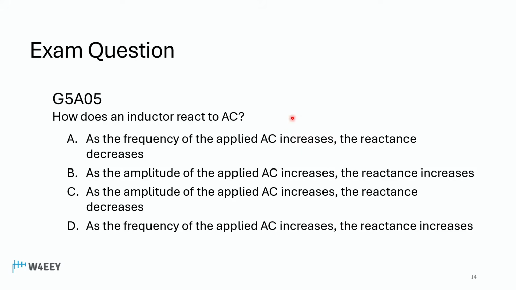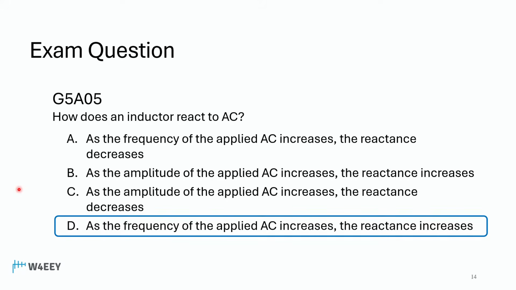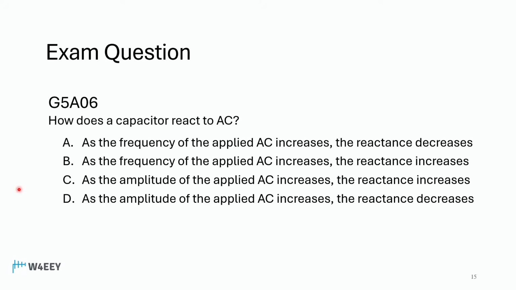How does an inductor react to AC? Here's where we need to know those relationships. An inductor, and that formula was X sub L equals 2 pi frequency L, which is the direct relationship. And with a direct relationship, it is D. Yep, with a direct relationship, as the frequency of the applied AC increases, the reactance increases. So the inductor has that direct relationship. The capacitor has an indirect relationship. Oh, guess what? That's the next one.